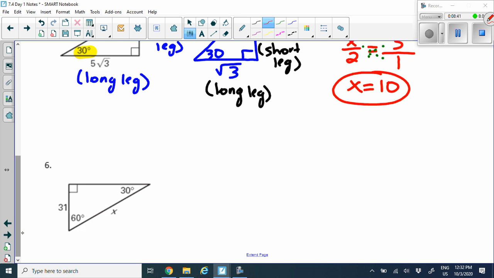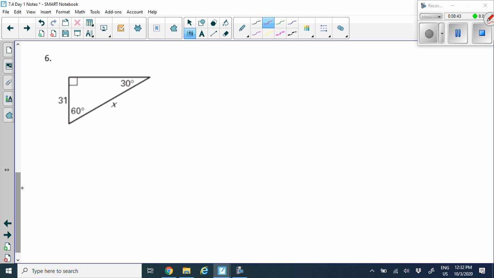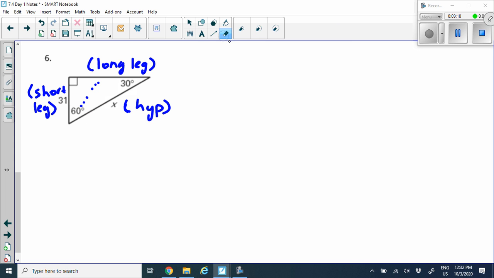Okay, let's see what you got for this one here. Okay, let's label. Okay, across from the 90-degree angle, that is our hypotenuse. Okay, across from the 30-degree is going to be our short leg. And across from the 60 degrees, that's going to be our long leg. Always, always label. It's going to help you guys.